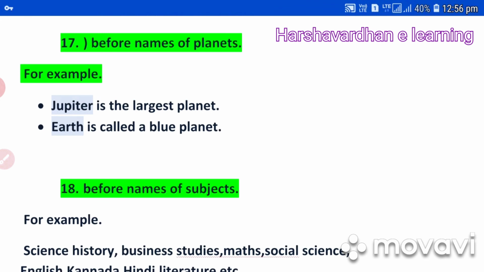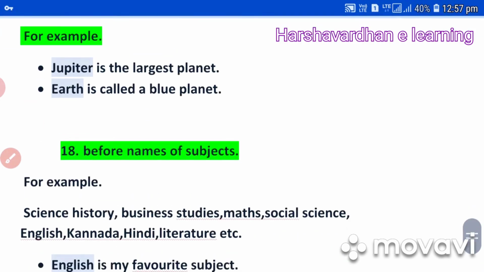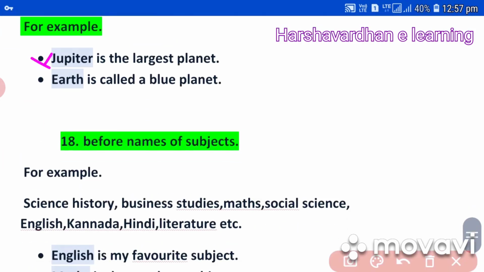Before names of planets also, we don't use any article. For example, Jupiter is the largest planet. Here, no article. Here also, Earth is called a blue planet. Here also, no article. Okay.